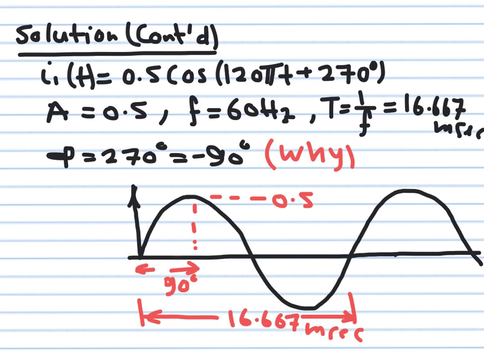So these two are equivalent, and I used it that way. This is easier for me. So the amplitude is 0.5, the time of one period is 16.667 milliseconds, and the phase shift here is minus 90 degrees. So we shifted the cosine. The zero was supposed to be here, and we shifted it in the positive time by 90 degrees. So remember, when you have a negative phase shift, this means you move the signal in the positive time. When you have a positive phase shift, you move the signal in the negative time.